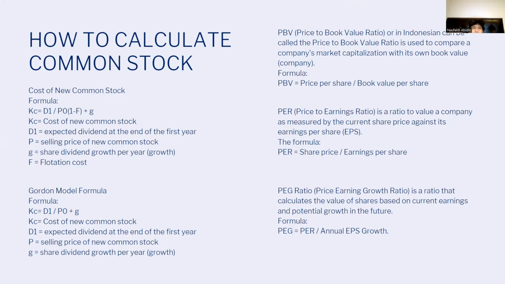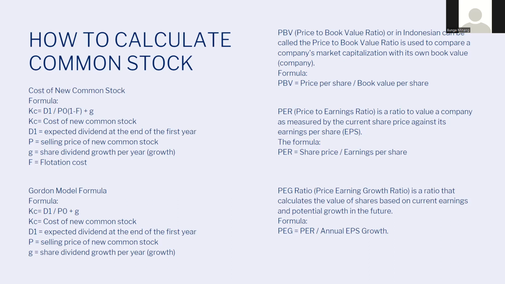And the second one is the Gordon model formula. The formula is KC equals D1 divided by P0 plus G. And there is PBV, price to book value ratio, which is used to compare a company's market capitalization with its book value.